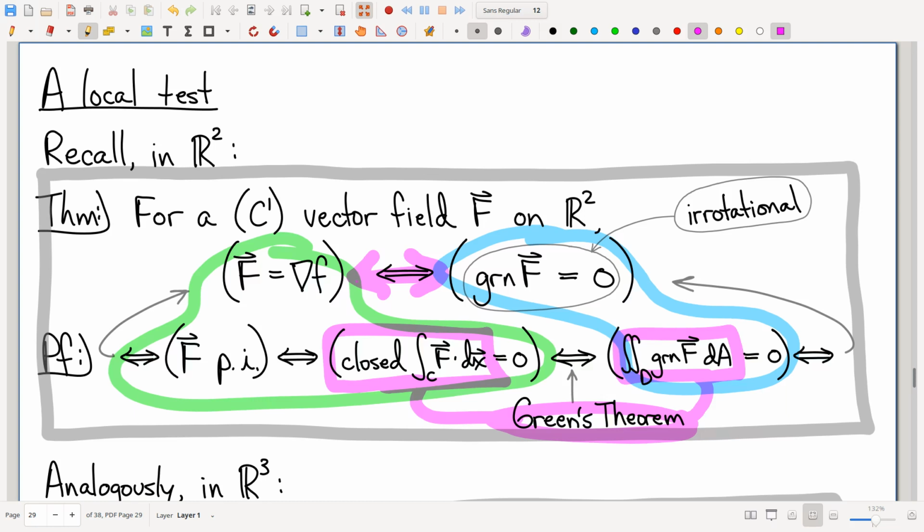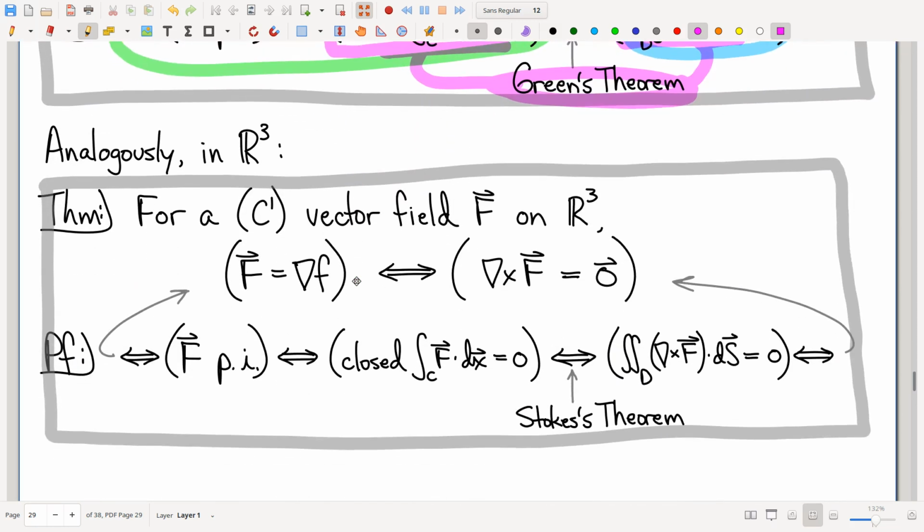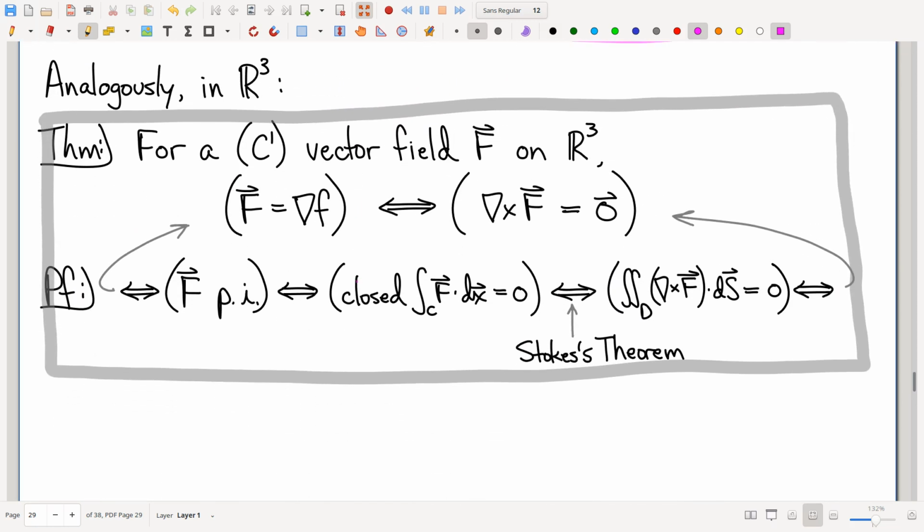Okay, so we did all that. Then I stated, but didn't prove, that there was an analogous argument for R3. And I just kind of asserted that in R3, it's the curl. I didn't give you any reason to believe it other than any possible trust you may have in me. And here's the argument, now that we have the proper tools.